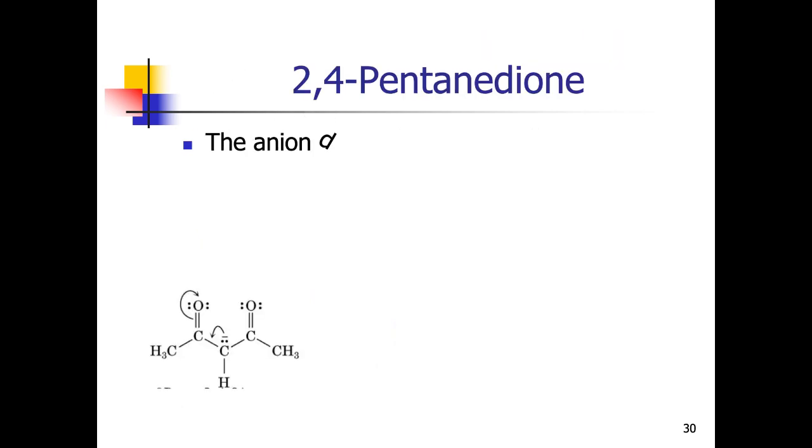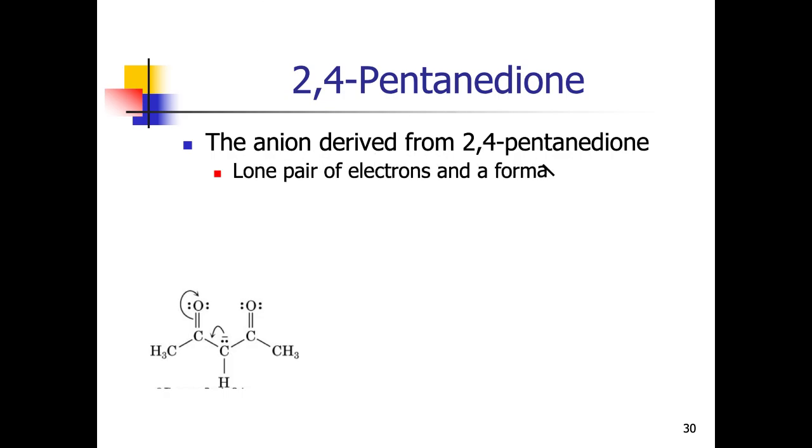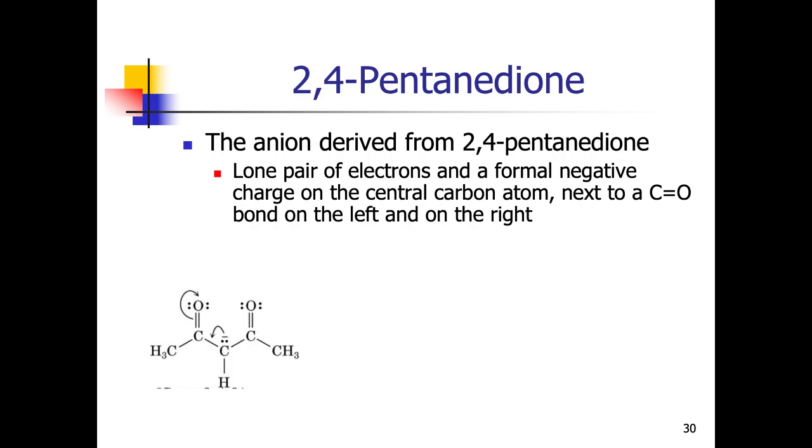The anion derived from 2,4-pentanedione. Lone pair of electrons and a formal negative charge on the central carbon atom, next to a CO double bond on the left and on the right. Three resonance structures result.